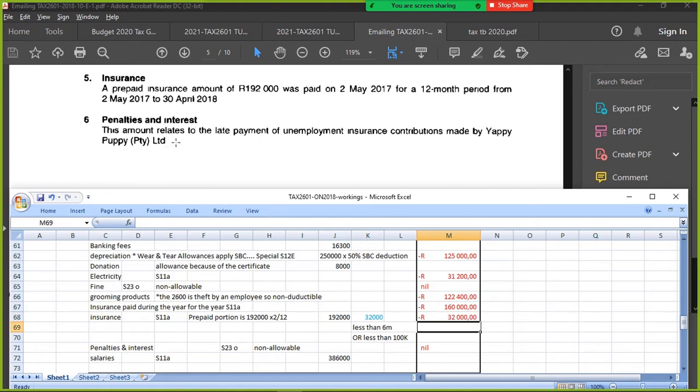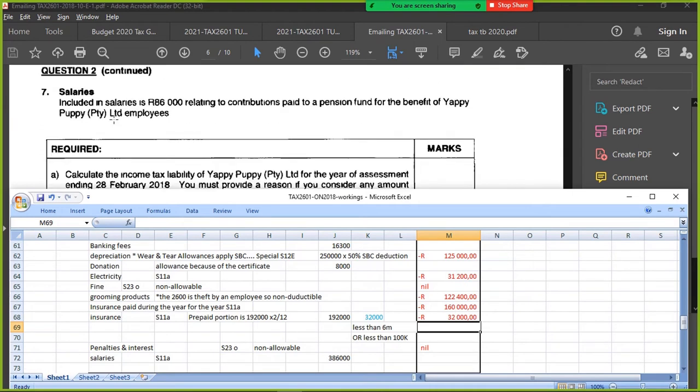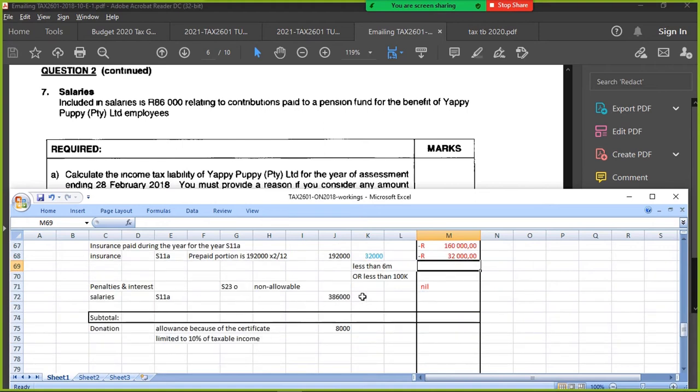Okay. All right, the penalties, this amounts to rate to late payments and unemployment insurance contributions. Okay, yeah, that's definitely not allowed. Happy with that? Yes. Salaries includes 86 relating to contributions paid to pension funds. Okay, this we need to take out. So the salaries we need to remove the pension contributions. All right, so how much was the pension contributions? 86. Yes. So it's 300,000.